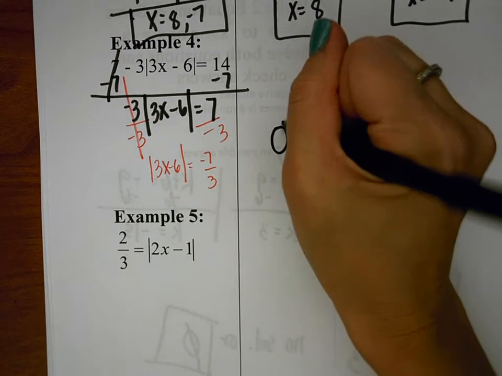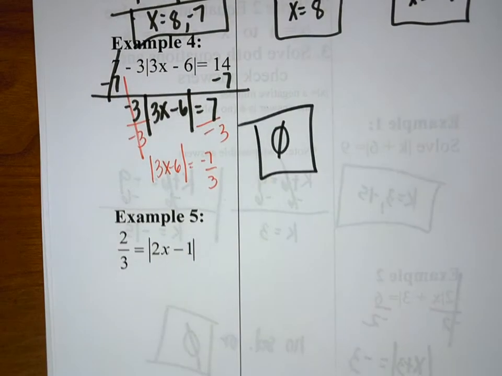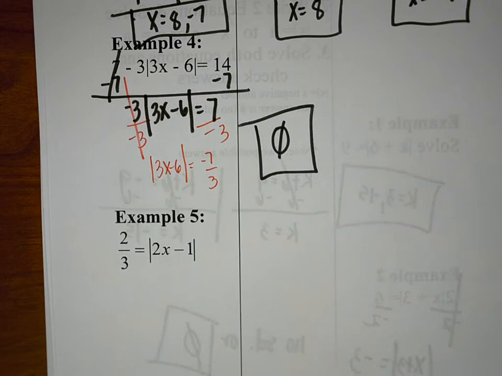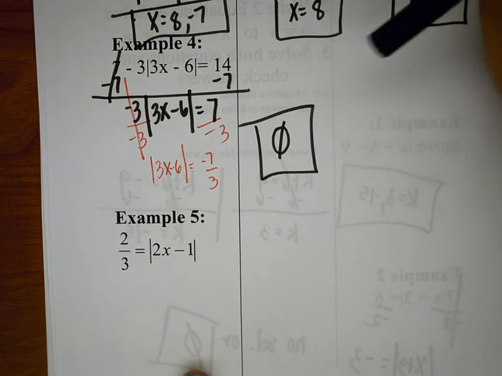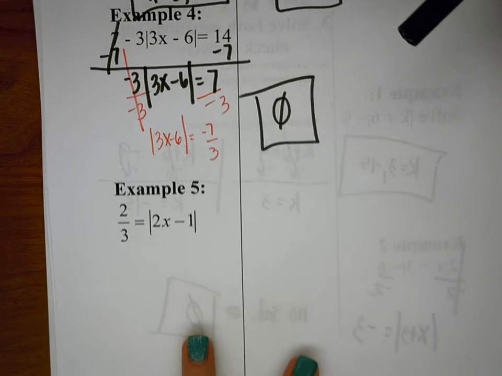Because we can have a negative inside, right? But it'll come out as a positive. But we can't have a negative outside our absolute values. All right. Example 5. Last one for today.